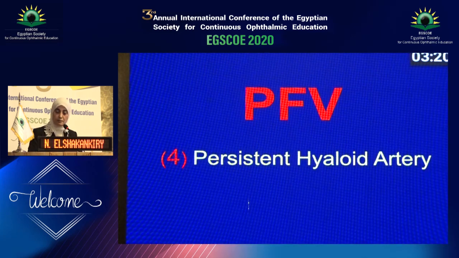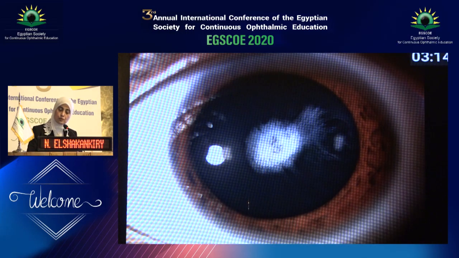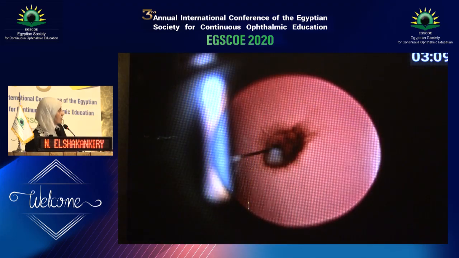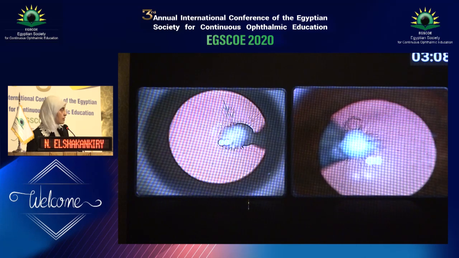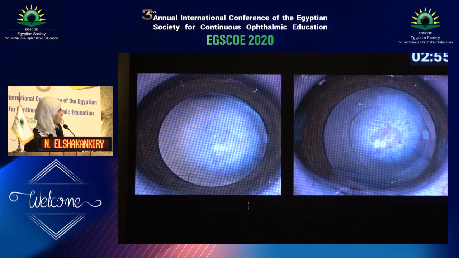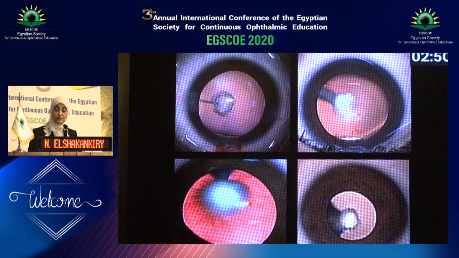The fourth type is persistent hyaloid artery, extending from the optic nerve to the back surface of the lens. It presents with a posterior polar opacity related to the back surface of the lens, and here you can see the hyaloid artery, or causing irregularities in the posterior capsule, causing very high astigmatism, or associated with a congenital cataract imitating ectopia lentis, and sometimes presenting with total cataract with a total posterior capsule opacification.